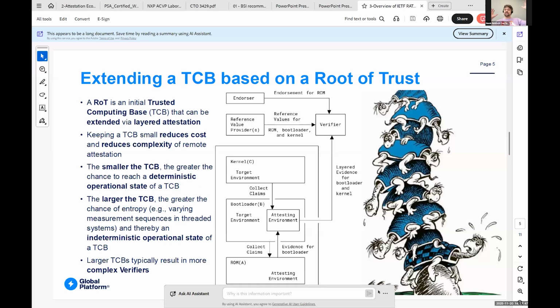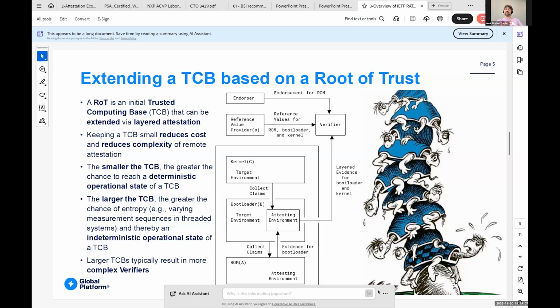The evidence becomes very large, and you start to get complex verifiers because they have to take into account a lot of composition possibilities. So while a small root of trust or a small TCB is fine, sometimes you just need a bigger one. But I think in general, to keep this goal, a smaller TCB is better.